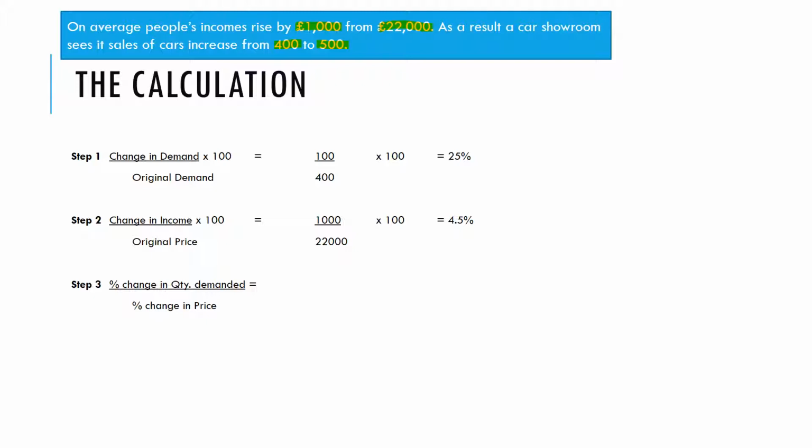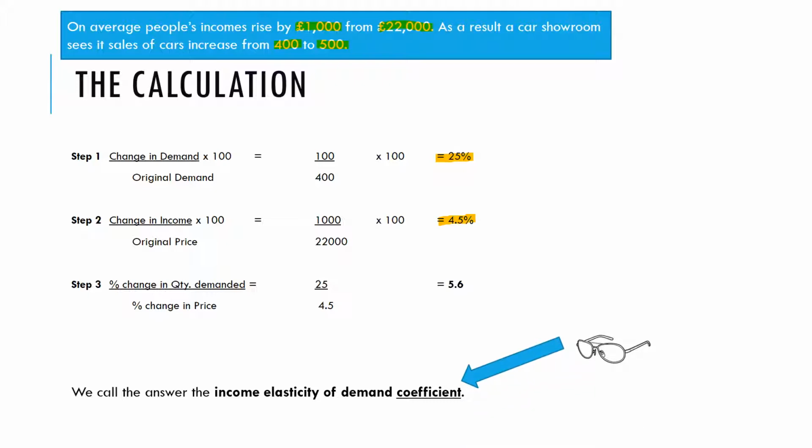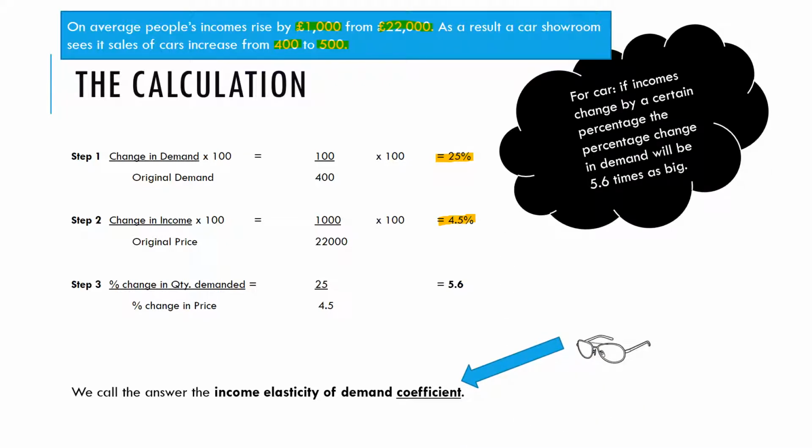So if we put our two answers together, we can work out the income elasticity of demand. 25% divided by 4.5% gives us an answer of 5.6. So here the income elasticity of demand for cars is 5.6. And we call this the income elasticity of demand coefficient. What is this telling us? It's telling us that if incomes change by a certain percentage, the percentage change in demand will be 5.6 times as big. So this is quite a large response, and we would describe this as being income elastic.